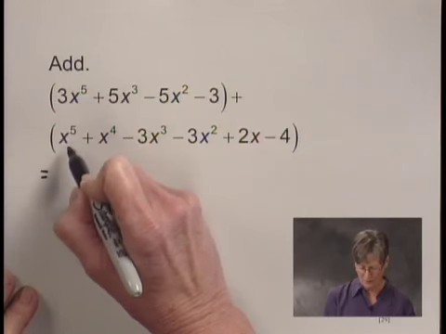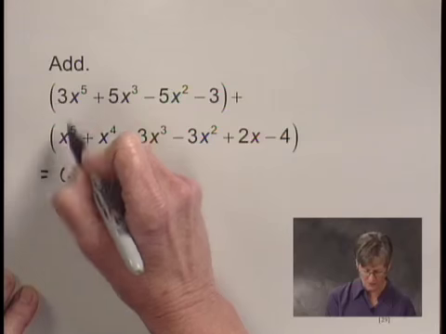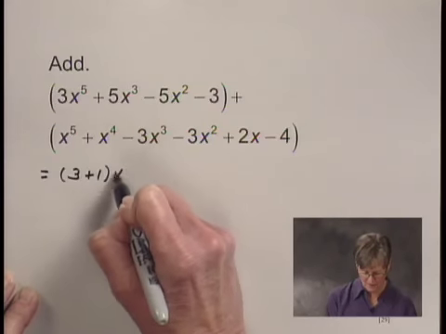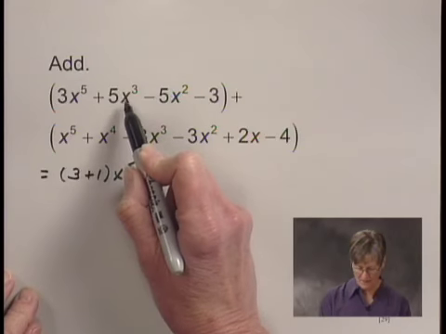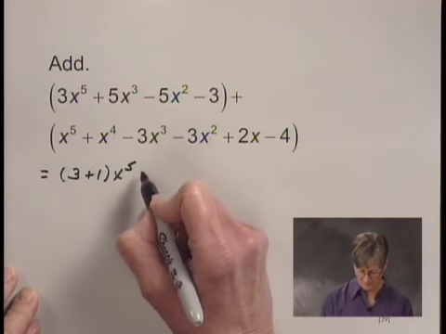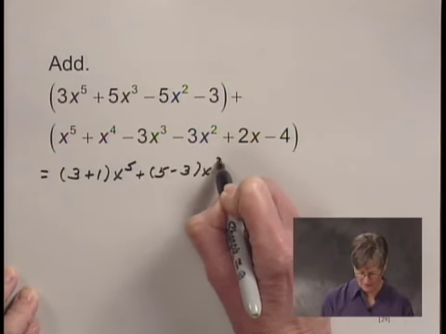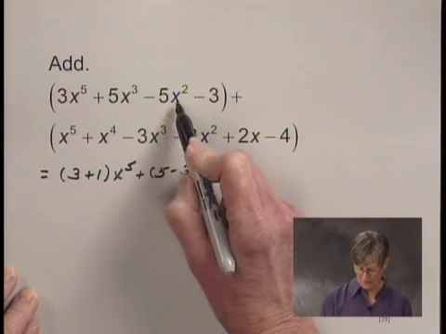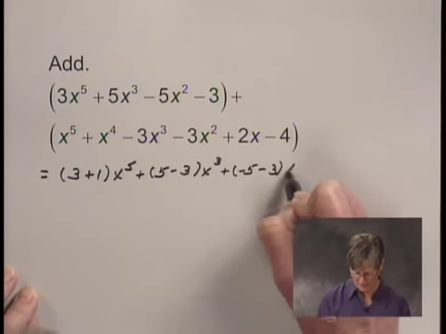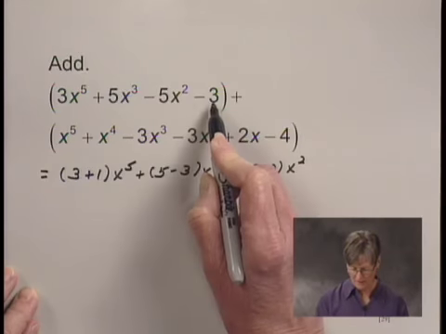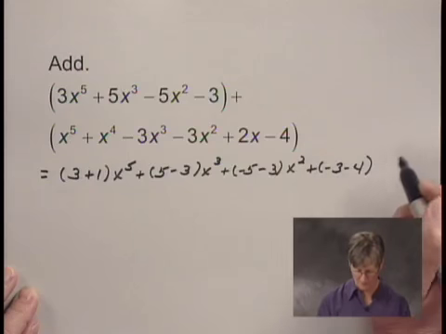We have an x to the fifth term here and an x to the fifth term here. So we would have this coefficient plus this coefficient, 3 plus 1, times x to the fifth. Next I have an x cubed term here and an x cubed term here. So I can write 5 minus 3 times x cubed. I have an x squared term here and one here, and I'm going to write negative 5 minus 3 times x squared. Here I have a constant term, and here's another one, so I can write negative 3 minus 4.